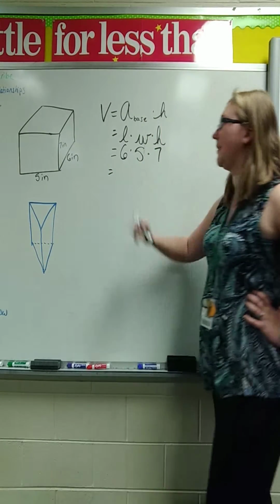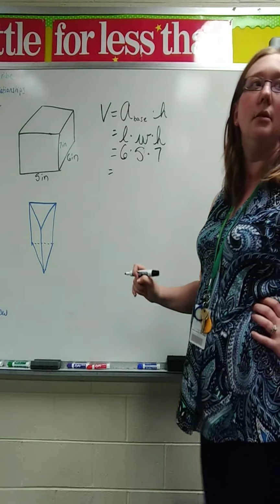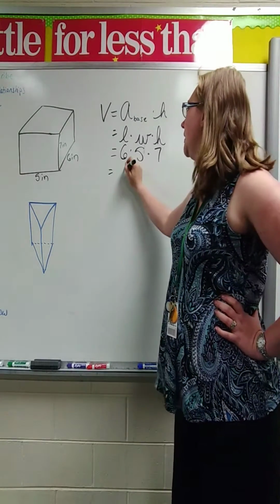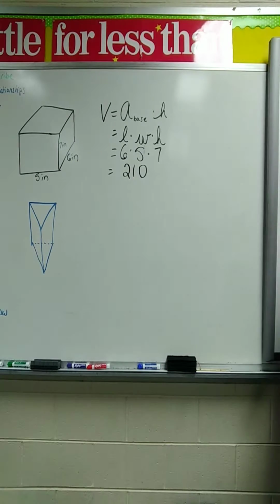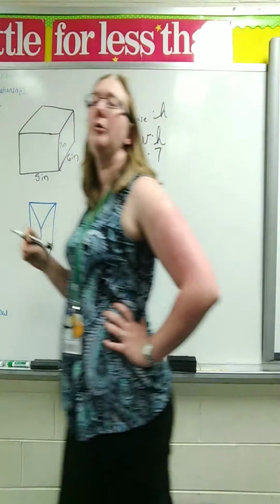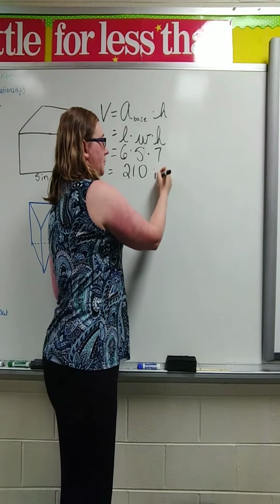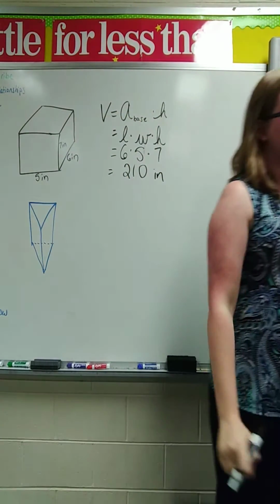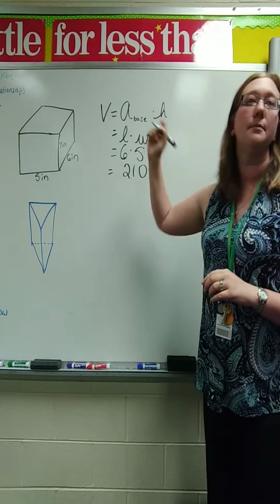So what is 6 times 5? 30. What's 3 times 7? 21. And guess what? I can add a 0 to the end of it because we multiplied by 30. So my number answer here is 210. But I need to know 210 what? Inches squared. No. So we need the inches. Yeah, inches squared. But it's not squared. Cubed.